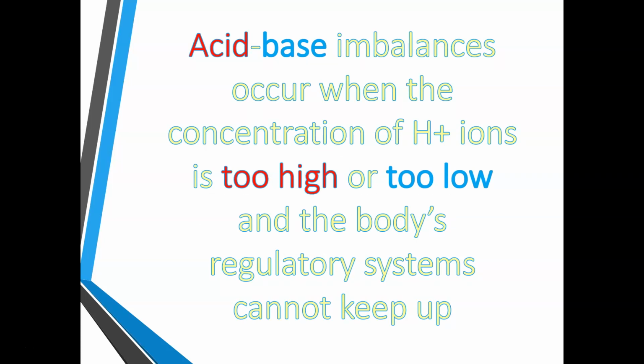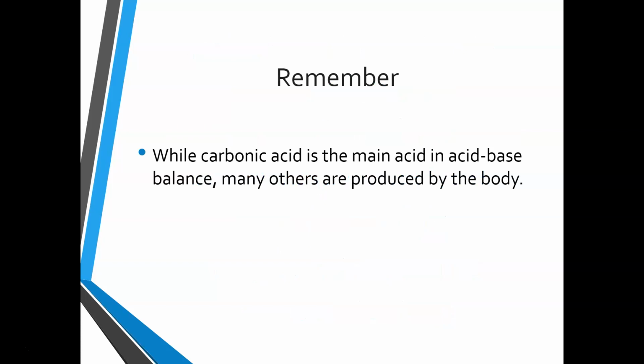Acid-base imbalances occur when there's a concentration of hydrogen ions that is either too high or too low, and the body's regulatory systems just cannot seem to keep up. So at this point, it's really about the inability to compensate that makes it difficult. And also remember, too, that while carbonic acid is the main acid in acid-base balance, many others are produced by the body that can influence this balance.